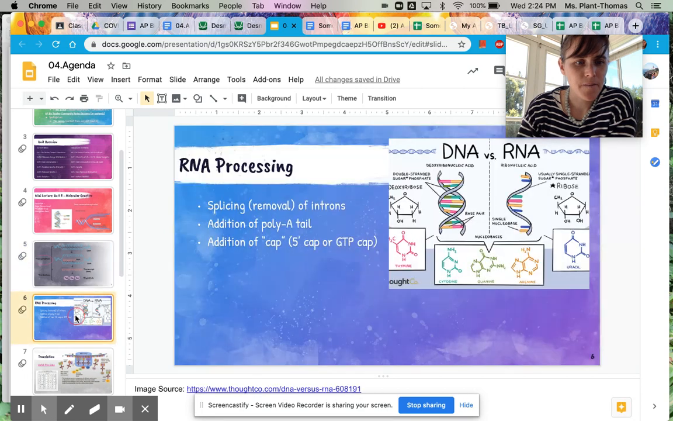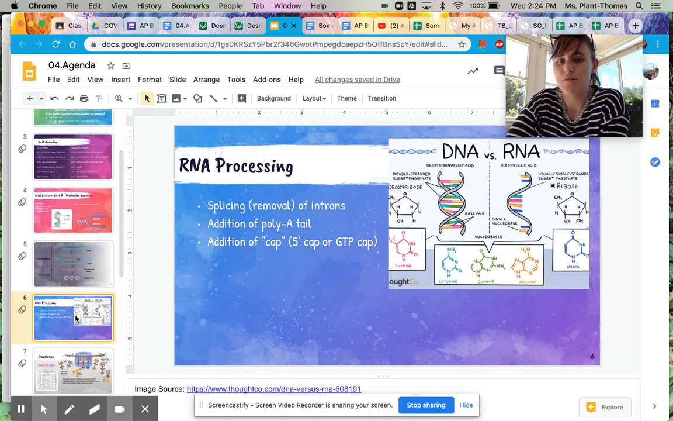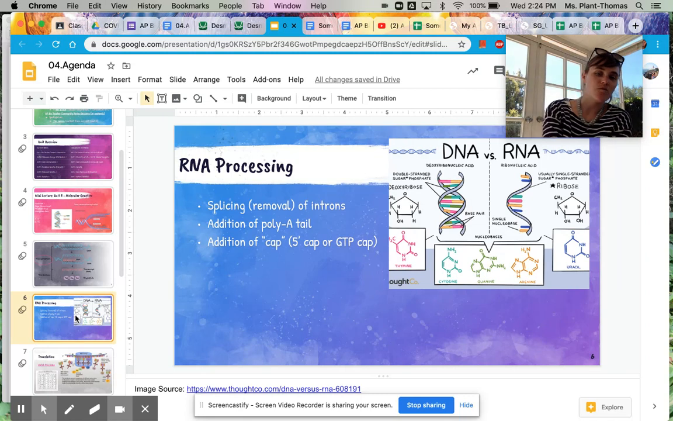Then we have RNA processing. So remember, the RNA after transcription is not yet ready to leave the nucleus. There are actually some changes that need to be made to it. Specifically, the introns need to be spliced out or removed. The poly A tail needs to be added. The 5' cap needs to be added. So we need to do these things to protect the RNA before it leaves the nucleus, and also to make sure that we have the exact right code we're looking for.